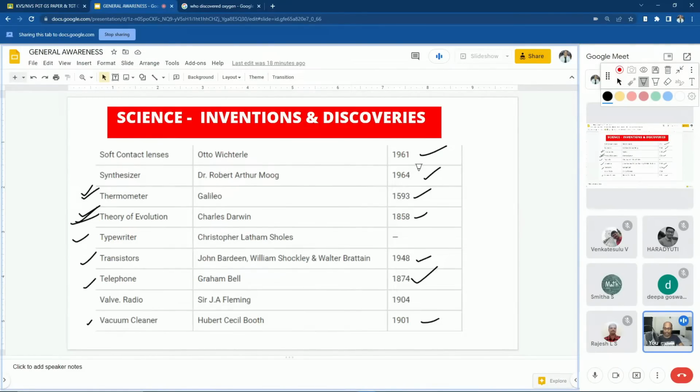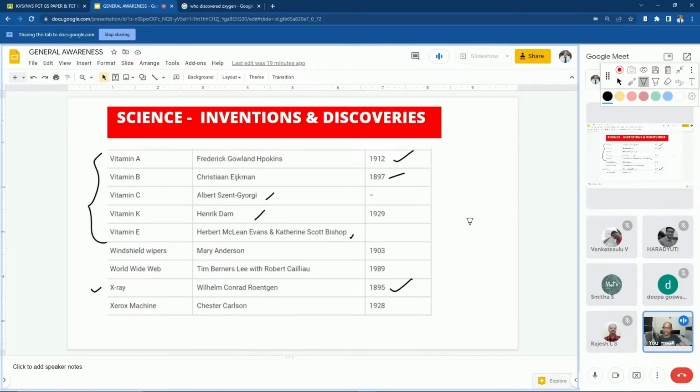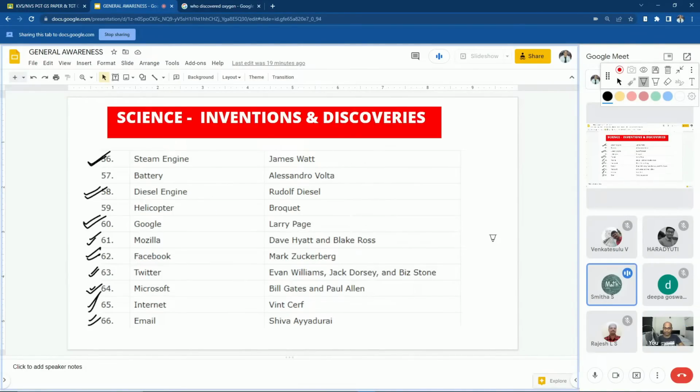I have kept one flower bracket. Can you see this flower bracket, ma'am? Everybody? Yes, sir. So who invented or discovered vitamin A? Frederick Gowland Hopkins. Vitamin B is Christiaan Eijkman. Vitamin C is Albert Szent-Györgyi. Vitamin K is Henrik Dam. Vitamin E is Herbert Evans. Where is vitamin D? There is no vitamin D at all here. Let us come back to the question.